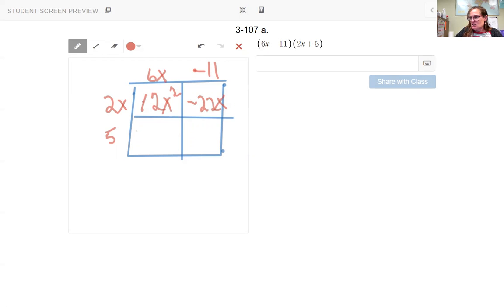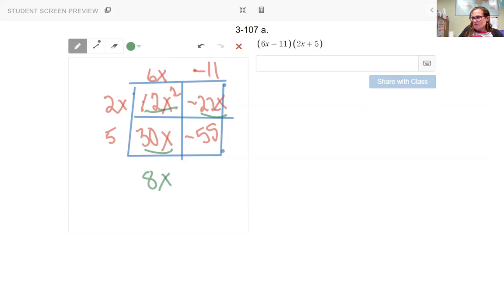Now we'll do the bottom row. 5 times 6 is 30, and then we've got an x. And then negative 11 times 5 is negative 55. Now we need to combine like terms. So we've got 12x squared minus 22x plus 30x minus 55. The only ones we can combine are the 22x and the 30x. So negative 22 plus 30 is 8x.